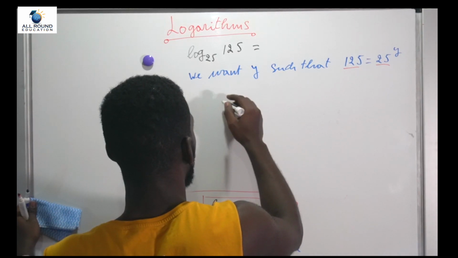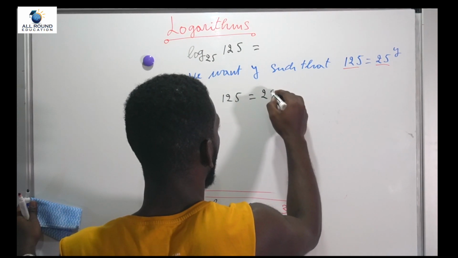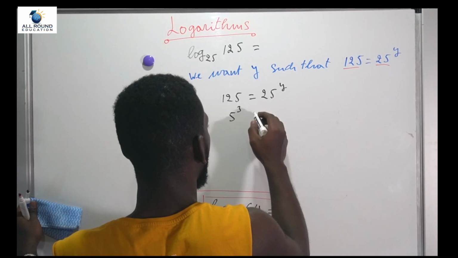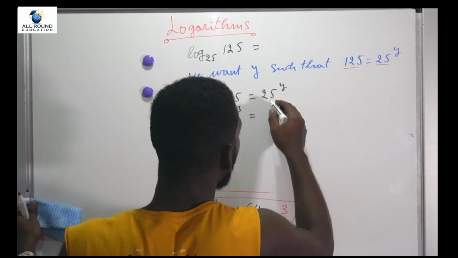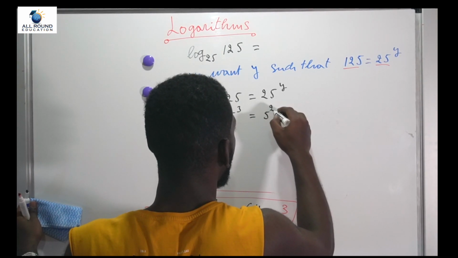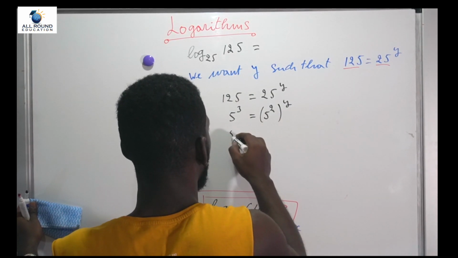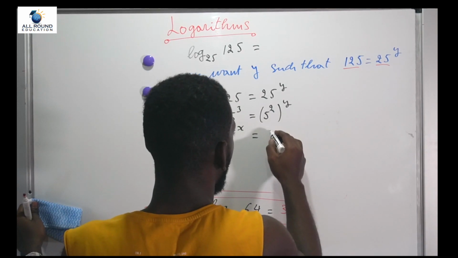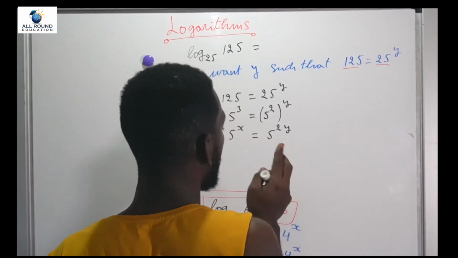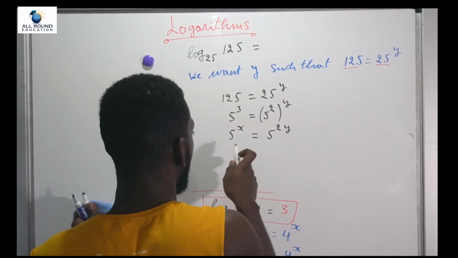Let's change 125. I'm gonna write this 25 and 25 to the y. So 125 could be written as 5 to the power of 3, or 5 cubed, and I know that 25 could be written as 5 squared, so 25 to the y is 5 squared to the y, which is also the same as 5 to the power of 2y. Why? Because for the power of a power, you just multiply those 2 powers. Now the base is the same.